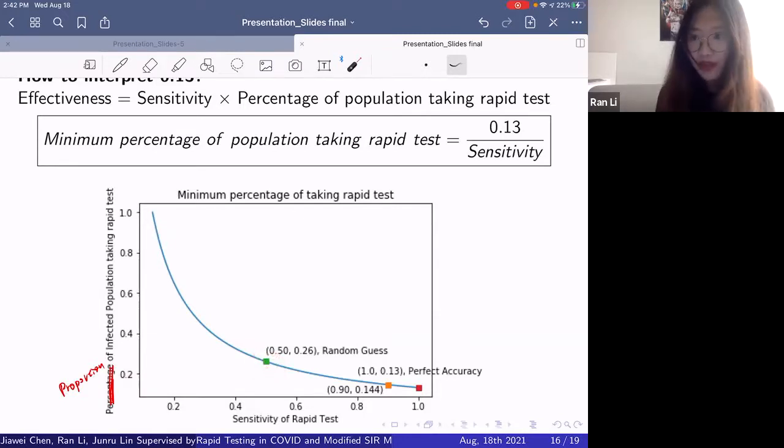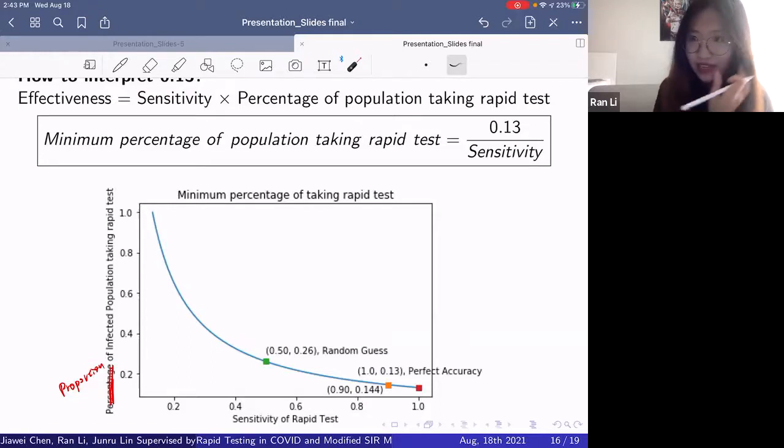Another point that is meaningful is the green point. For the green point, the sensitivity becomes 50%. So what does 50% mean? It means that for people who are infected, the accuracy of testing is only 50%. So if you just flip a coin, you can get 50%, right?